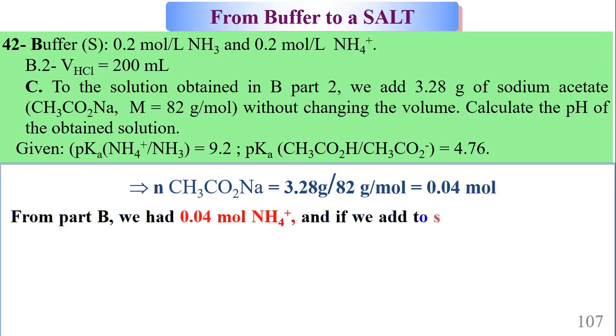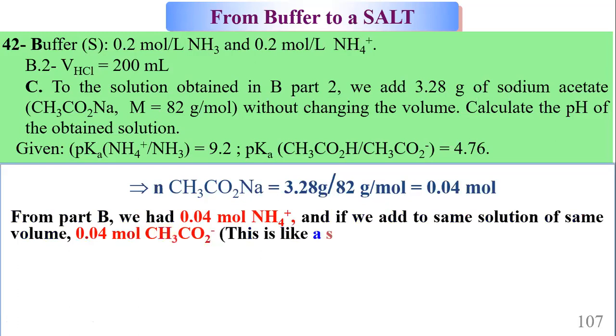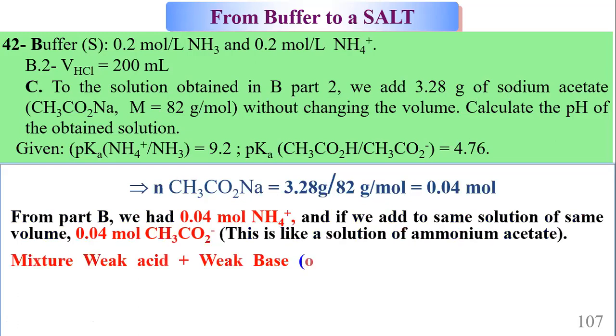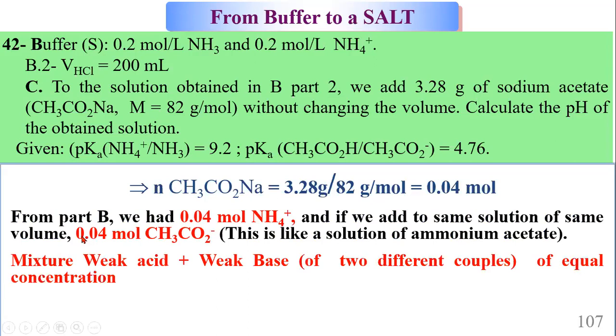Okay, so from part B, we had 0.04 moles of ammonium, and if we add to that same solution 0.04 moles of the acetate, what does that give you? Ammonium 0.04, acetate 0.04. Both of the same concentration. What is this? This is as if I have a salt of ammonium acetate because they have the same concentration. So it's like a salt of ammonium acetate.